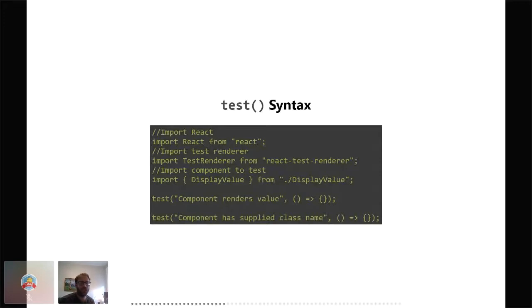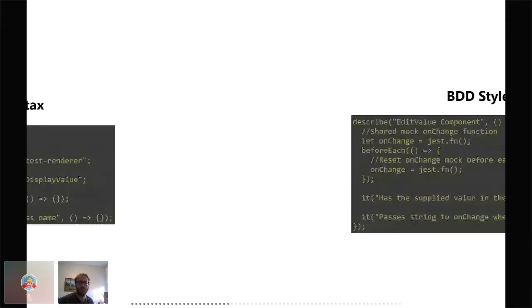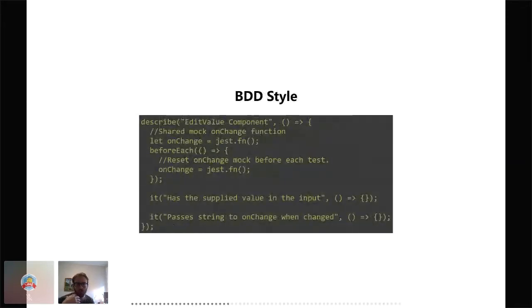We're testing component renders value. And so if that fails, I'll get a console message saying, failed to test component renders value. So it's meaningful. And so this test function does come from Jest in our test suite. We can do more involved tests of an entire set of functionality.